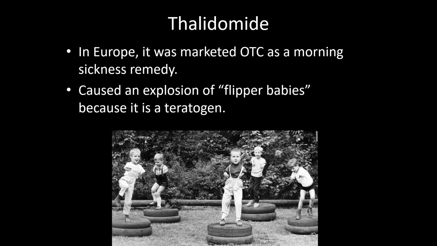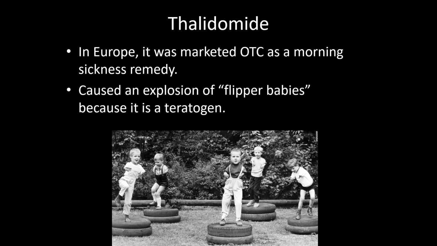Thalidomide. This is a chemical that is still used today to treat autoimmune diseases. Over in Europe, it was given over the counter for women who were pregnant that were experiencing morning sickness. And so women didn't have to go to a doctor or anything. They could just go buy thalidomide for their morning sickness and take it. And what it ended up resulting in is a generation of children that were kind of rudely called flipper babies, and it was because their arms didn't develop correctly. Thalidomide is a teratogen.